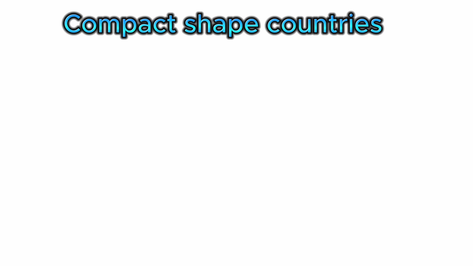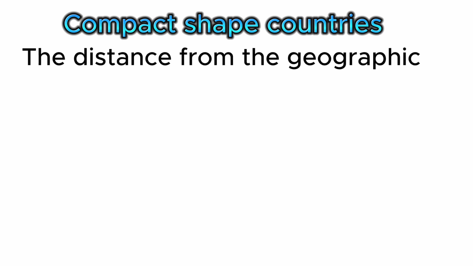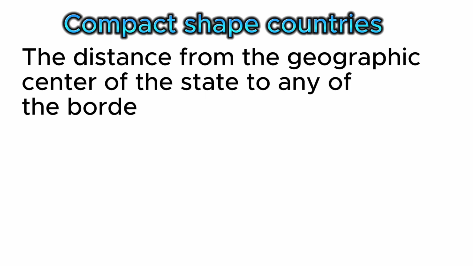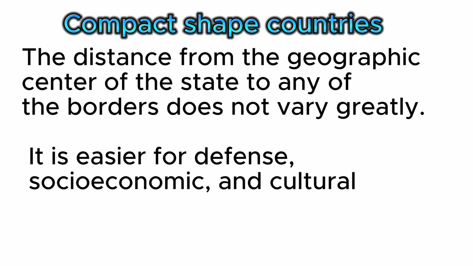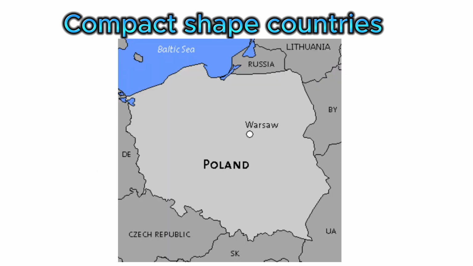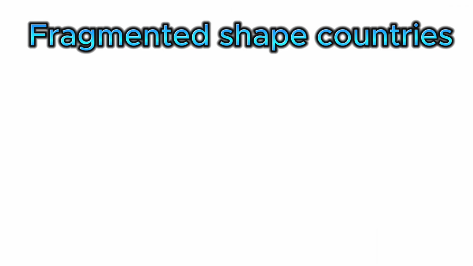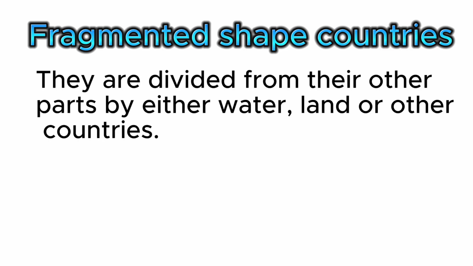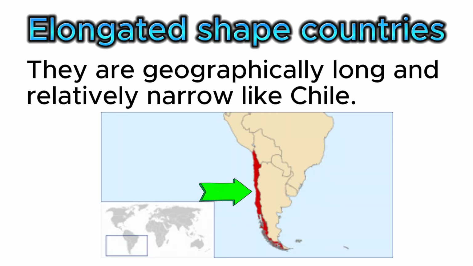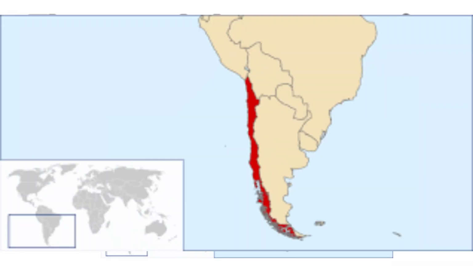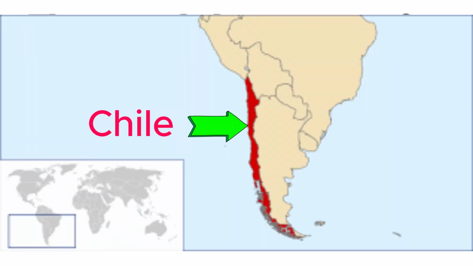Compact shaped countries. The distance from the geographic center of the state to any of the boundaries does not vary greatly. It is easier for defense, socio-economic, and cultural integration. Fragmented shaped countries. They are divided from their other parts by either water, land, or other countries. Elongated shaped countries. They are geographically long and relatively narrow, like Chile.